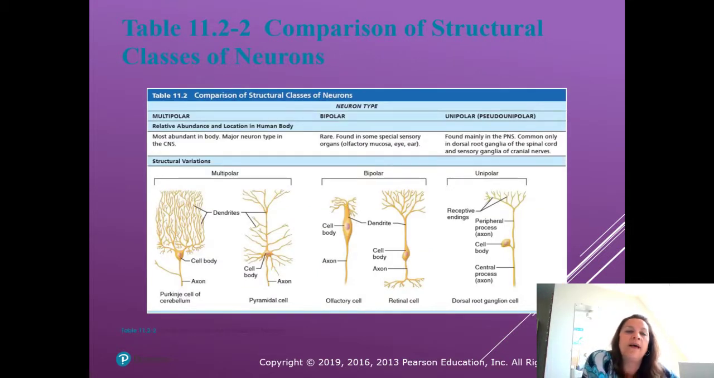This is where we're going to find them. The multipolar neurons are the most abundant, major neuron type in the central nervous system. So brain and spinal cord are predominantly going to be these multipolar neurons. The bipolar, very rare, right? Sensory organs, olfactory mucosa, which is smell, the eye and the ear. So very rarely will we find these bipolar neurons. And then the unipolar neurons are found mainly in the peripheral nervous system, common in the dorsal root ganglia and some sensory ganglia of the cranial nerves. So again, we're really looking at multipolar neurons, but we wanted to talk about all 3 types.